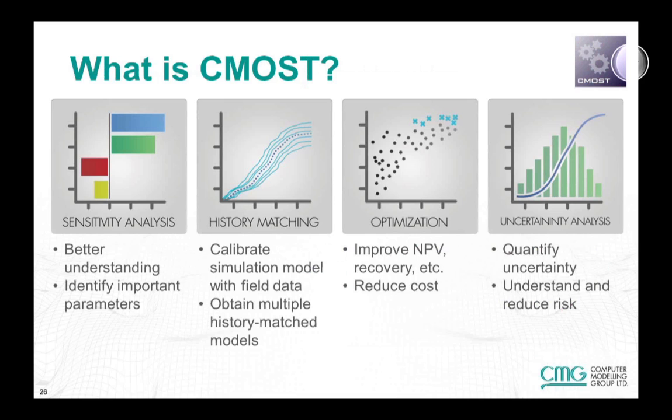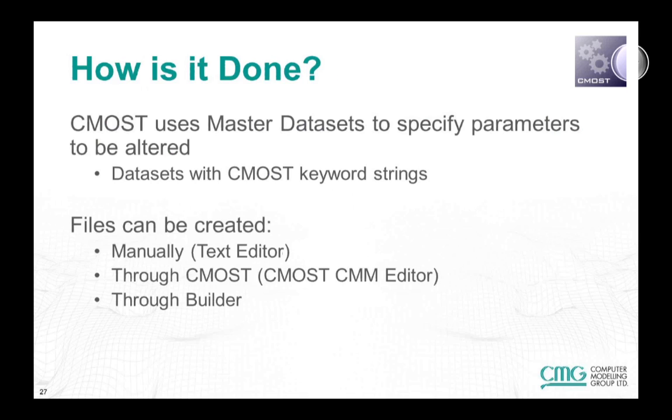To do this, we'll be using CMOST. CMOST is a CMG suite that allows us to do sensitivity analysis, assisted history matching, optimization, and uncertainty analysis. CMOST uses a master data set or a CMM file to specify the parameters to be altered. Essentially, it's a template file from which new data sets will be generated based on the various combinations for the parameters that we have selected. The CMM file can be created manually using a text editor, through CMOST with a CMM editor, or through Builder.